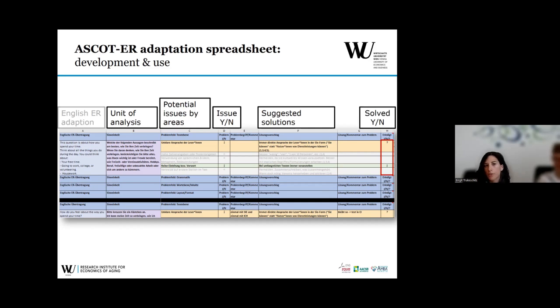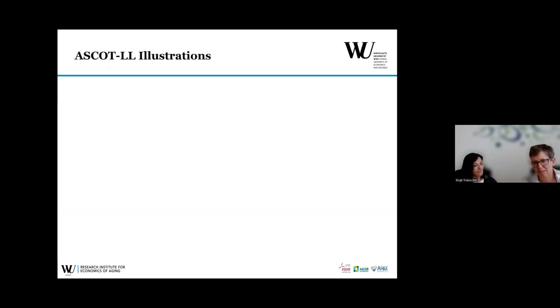And we did that for all units of analysis, and we did that twice just to make sure that the revised text was also in accordance with easy read guidelines. So this was the process, how we developed the wording.